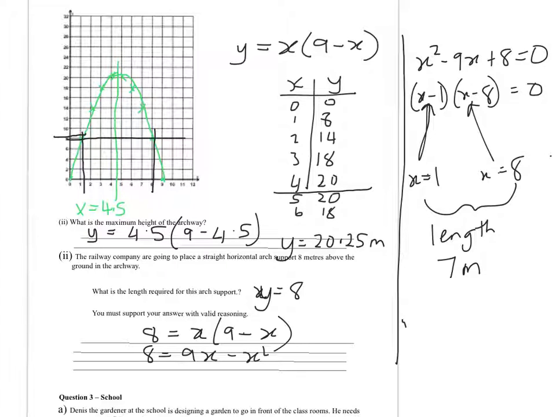So I got that wrong there. The length that's required needs to be 7 meters. So between x equals 1 and x equals 8 is 7 meters.